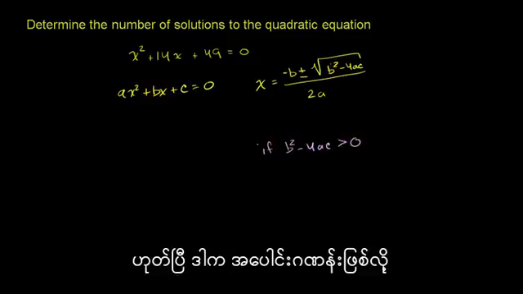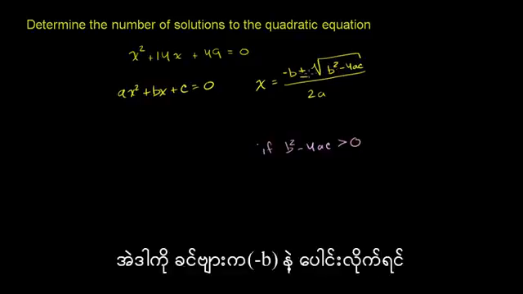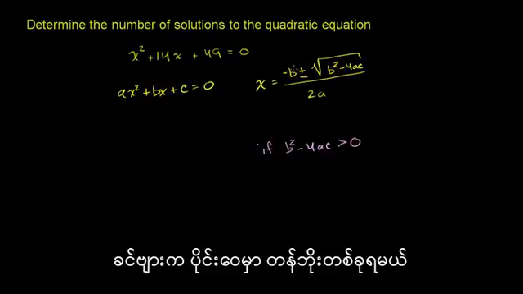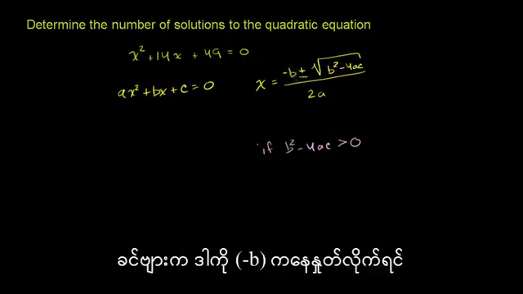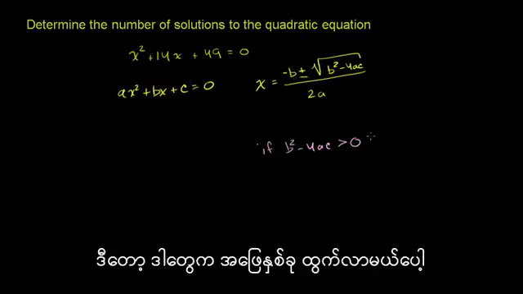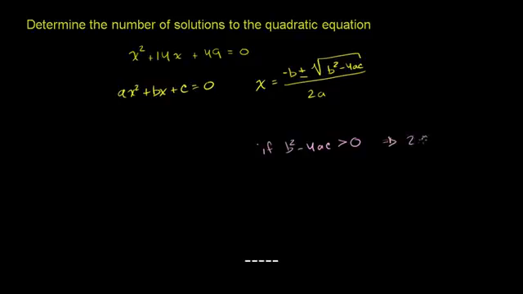Well, then it's a positive number. It's going to have a square root. And when you add it to negative b, you're going to get one value for the numerator. And when you subtract it from negative b, you're going to get another value in the numerator. So this is going to lead to two solutions.